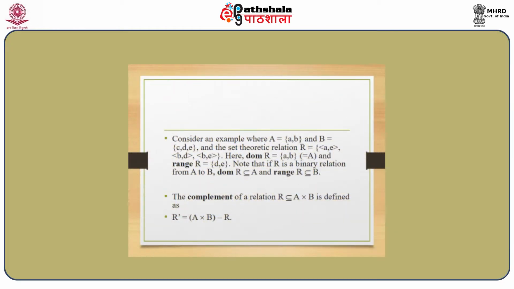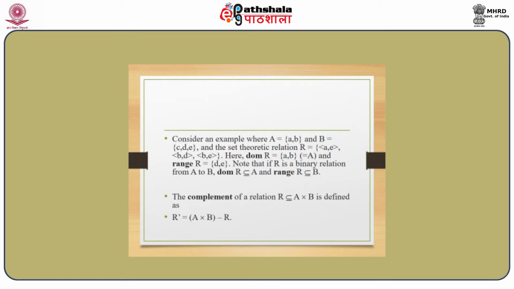Consider an example where A equals the set consisting of A, B, B equals C, D, E, and the set theoretic relation R equals the ordered pairs AE, BD, BE. Here, Dom R equals A, B, which equals uppercase A, and range R equals D, E. Note that if R is a binary relation from A to B, the domain of R is a subset of A, and the range of R is a subset of B.